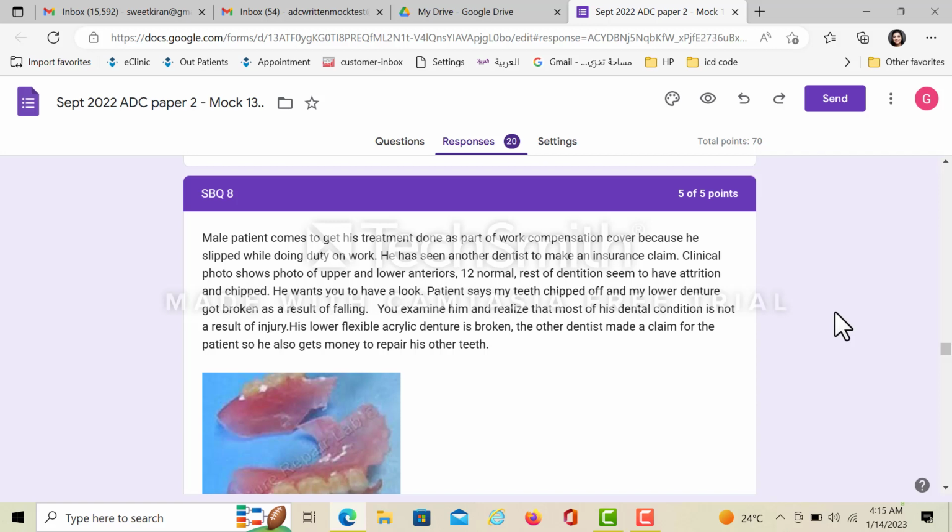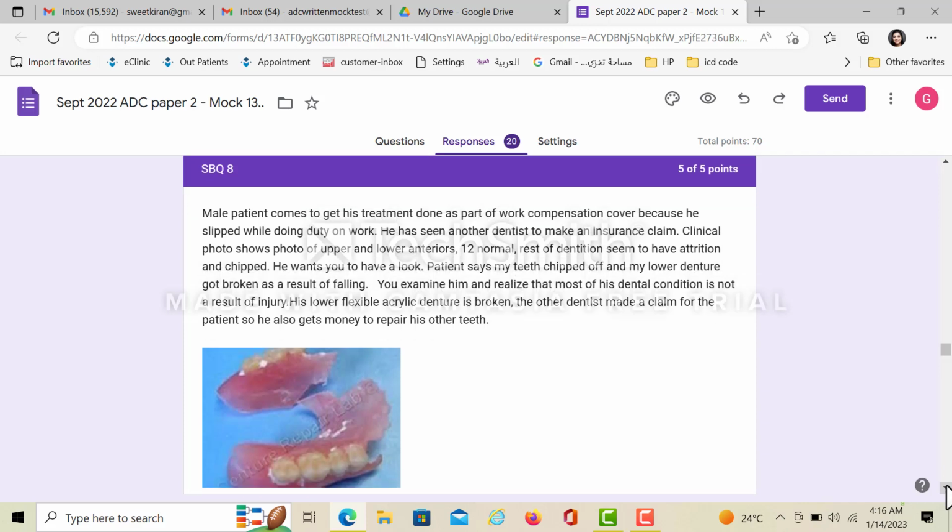The clinical photo shows the upper and lower anteriors, 1 to 2, normal. That is basically canine to canine, upper and lower, all normal. The rest of the dentition seems to have attrition and is chipped because of attrition. Now the patient says, my teeth chipped off and my lower denture got broken as a result of falling. Probably his lower denture did break from the fall, but attrition cannot happen because of falling, correct? So you examine and realize that most of his dental condition is not a result of this injury. His lower acrylic denture is broken, which is flexible, and the other dentist has made a claim for the patient so he gets money to repair his other teeth as well. So the patient is saying, the other dentist is helping me, why can't you also help me?